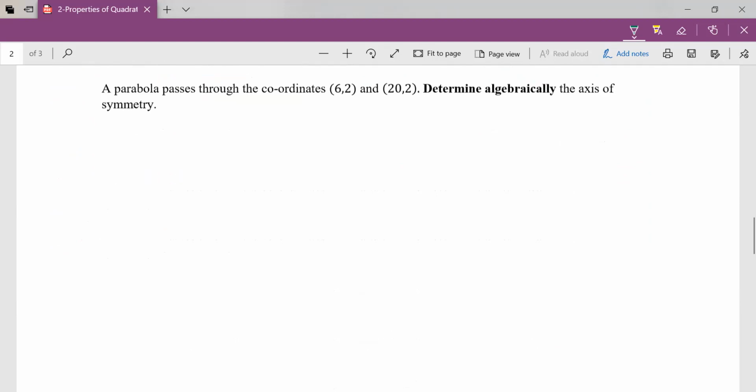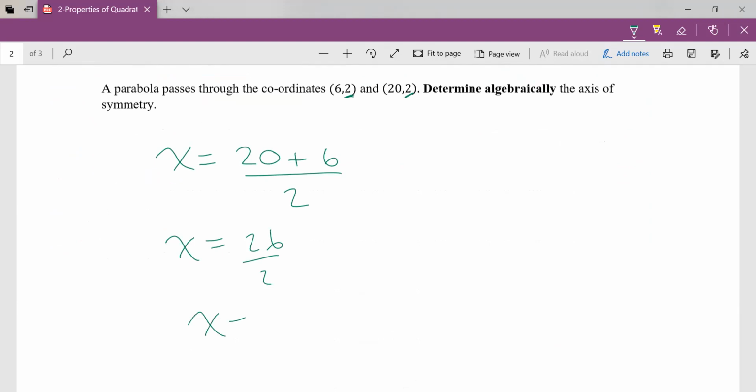A parabola passes through (6, 2) and (20, 2). I notice again the y values are the same. That means these are horizontal, on the same line. So if I want the axis of symmetry, I add the x values together, and the order doesn't matter. So 20 plus 6 divided by 2, that's 26 over 2. And there we go, x is 13. There it is. That's my axis of symmetry.